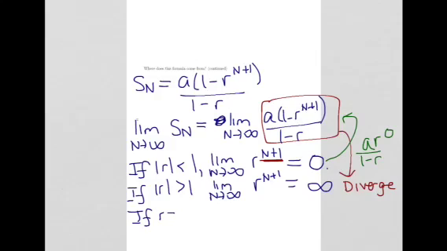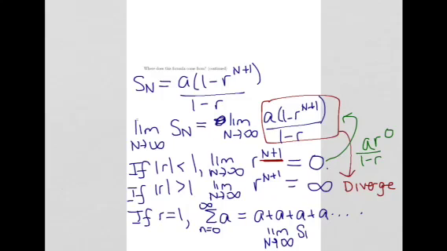if r is equal to 1. If r is equal to 1, then what you're really doing is taking the sum from n equals 0 to infinity of a, just a's. So you're really just taking a plus a plus a plus a, and you're doing that forever. Hopefully you see that that's going to go to infinity, so there's no way that will converge either. So the limit of the partial sums in that case would go to infinity, and that would therefore also diverge.